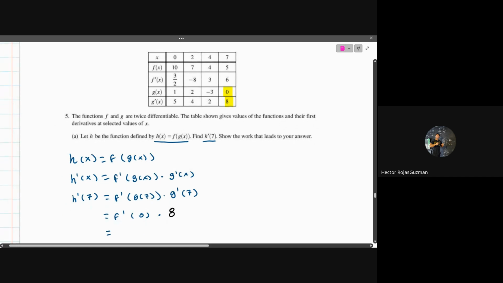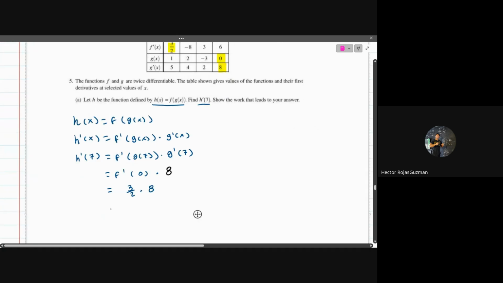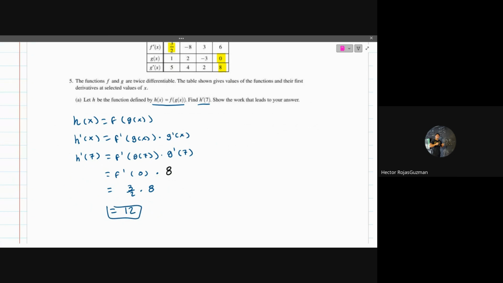So now we have to evaluate f prime of 0. Looking at the table, that is 3/2. So 3 over 2 times 8 equals 12. Let's take a quick look at our solutions just to make sure everything checks out. And we're good.